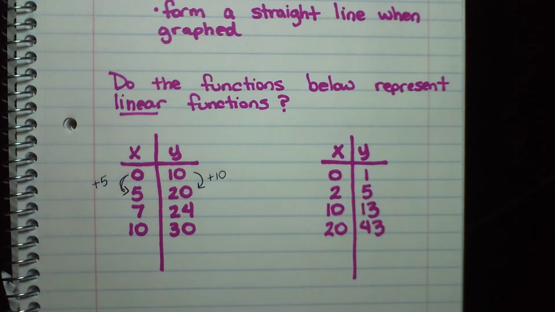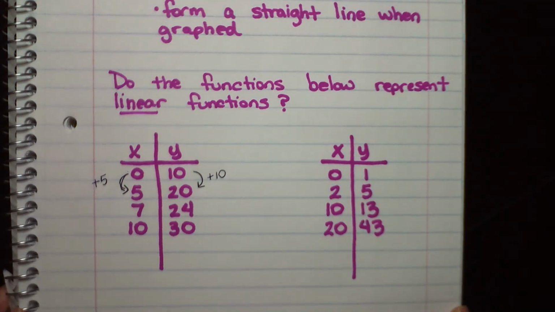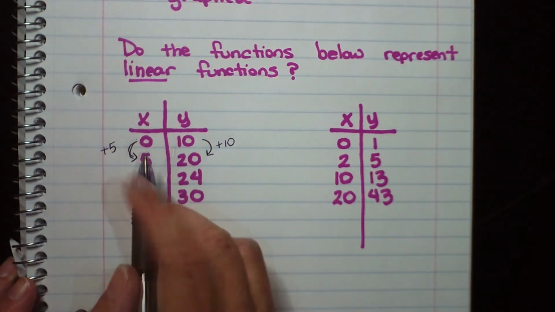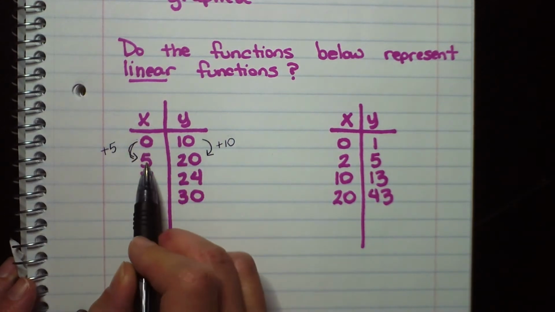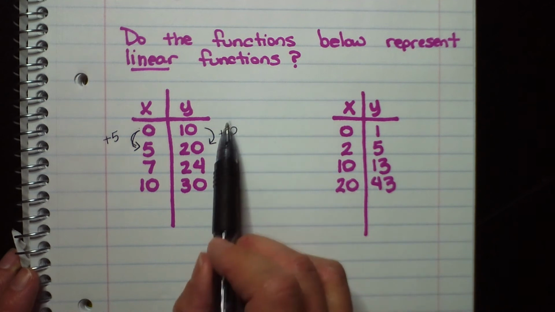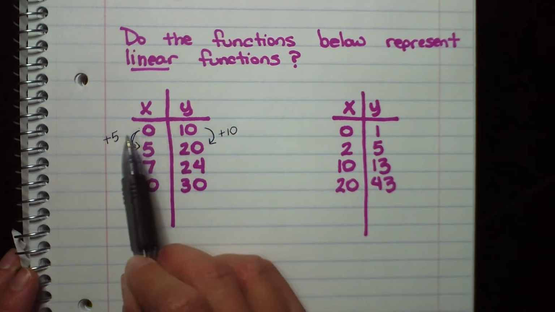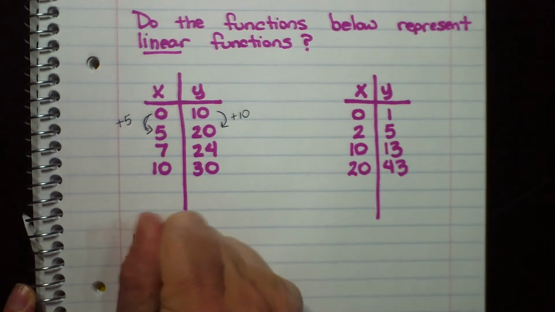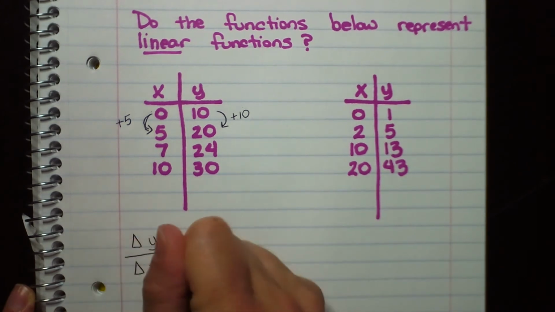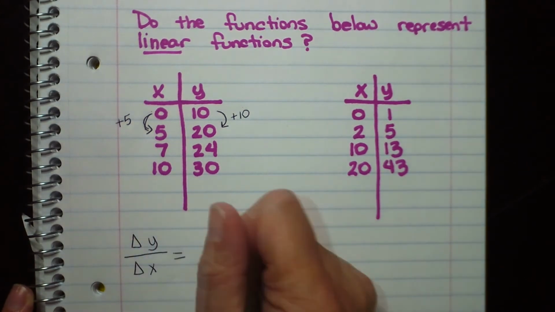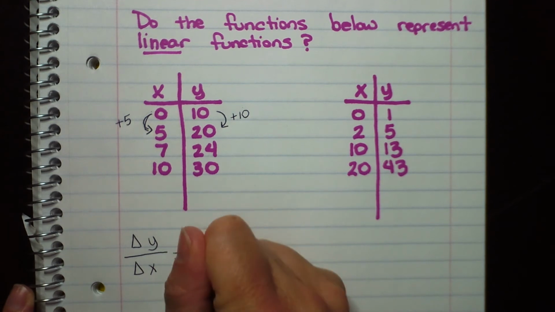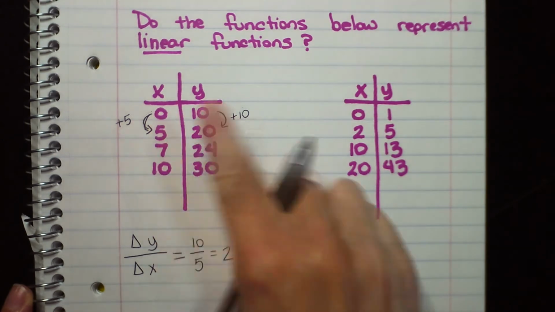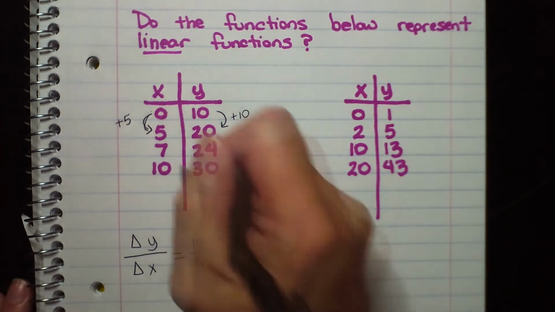Then I'm going to ask myself, what is the rate of change from this first point, 0 comma 10, to this point, 5 comma 20? Well, I want to take my change in y and divide by my change in x. So I'm going to do that down here. Change in y divided by change in x is equal to 10 divided by 5, and 10 divided by 5 is equal to 2. So far my rate of change is 2. Let's see if it stays constant.